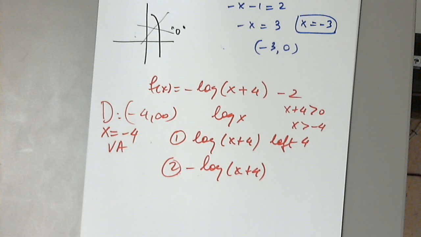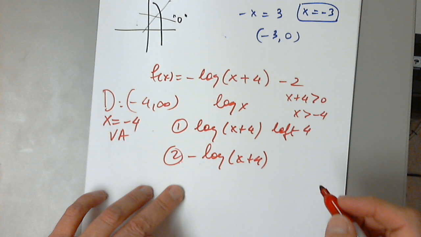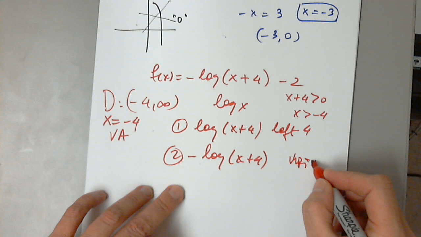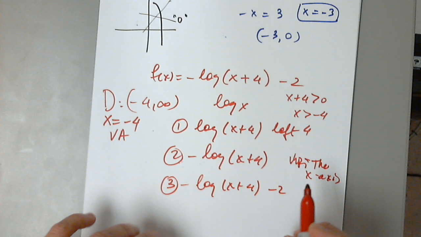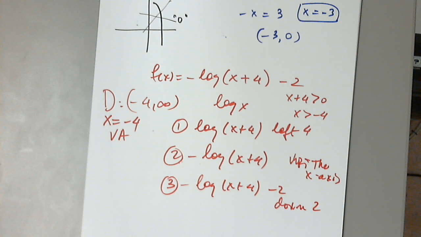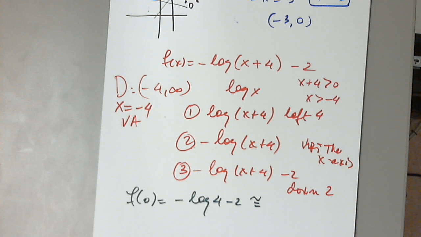Okay, so what does this mean? Flip with respect to the x-axis. Excellent. And then 3, negative log x plus 4 minus 2. That's it. So let's find the x and y-intercepts from the beginning. So f of 0 will be negative log 4 minus 2. I don't know what that is, so I'm going to put it in the calculator.